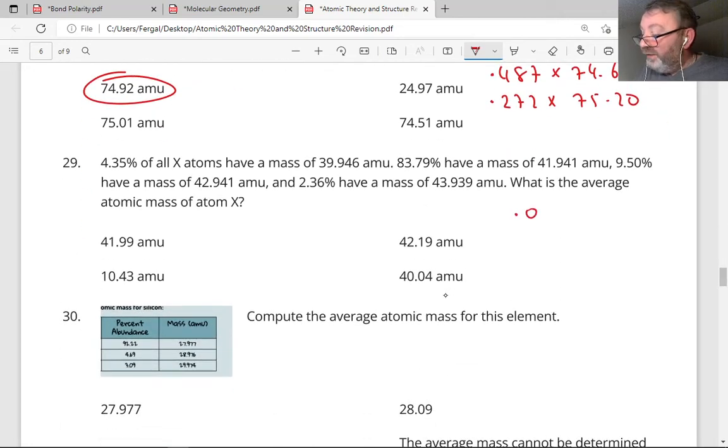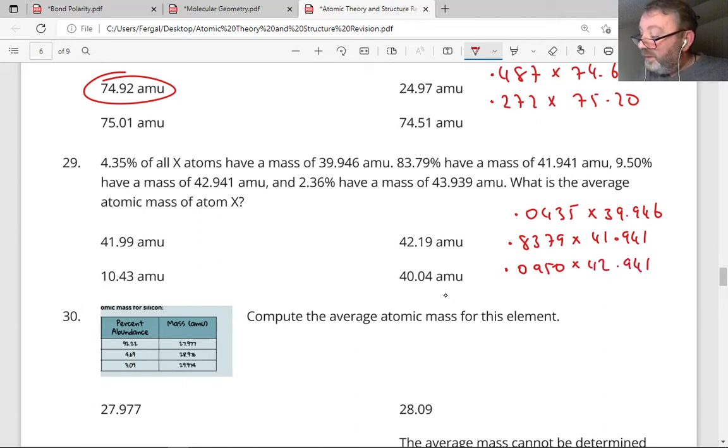Next one, 0.0435 multiplied by 39.946. Okay, 0.8379 multiplied by 41.941. They're not making this easy for anybody, are they? 0.0950 multiplied by 42.941, and 0.0236 multiplied by 43.939. Okay, now if you put all them together, I did this earlier, I think I might have. Instead of doing all that on my calculator, let's just get the answers. No, I didn't. Marvelous. Have to do it now.